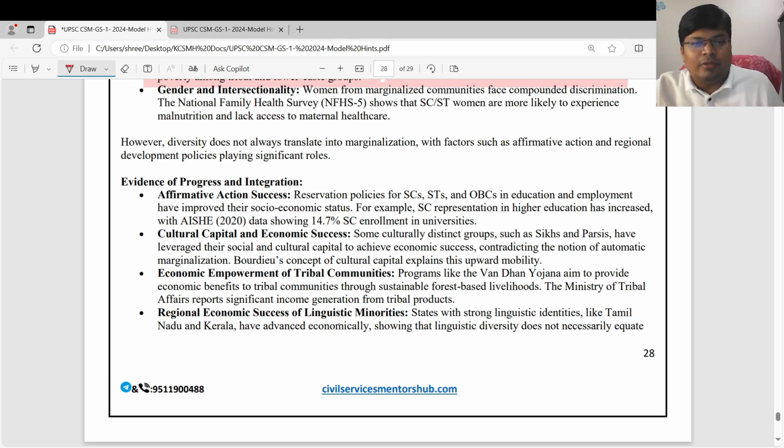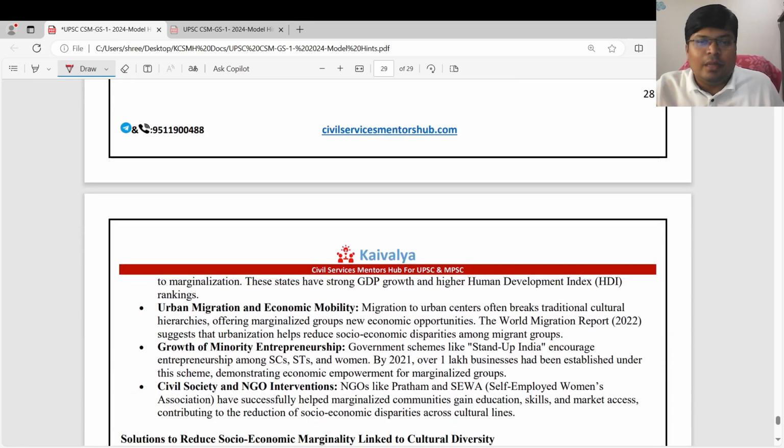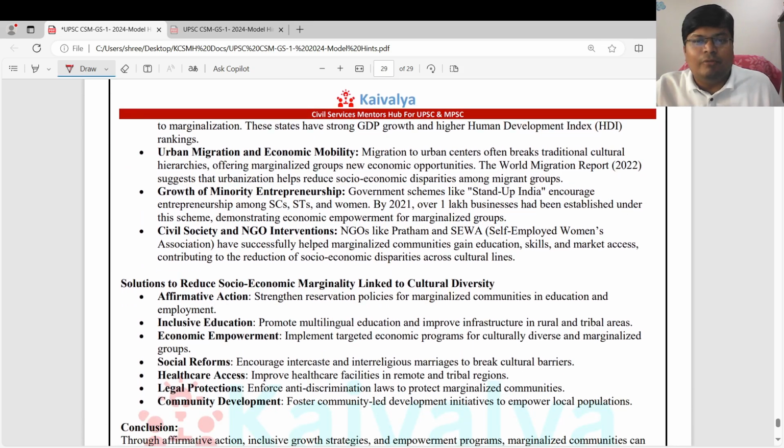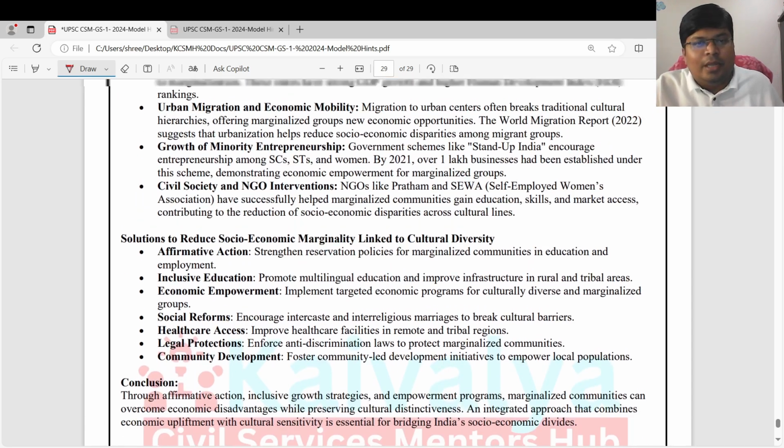Regional economic success of linguistic minorities, like Tamil Nadu and Kerala, they are performing well. Urban migration and economic mobility are helpful here. So for such a type of question, these are dimensions and examples you can include in your answer. Then in the last part you are supposed to provide the solution to this socio-economic marginality linked to cultural diversity. So affirmative action, inclusive education, economic empowerment, and so on, that has been mentioned here, and just conclude it.